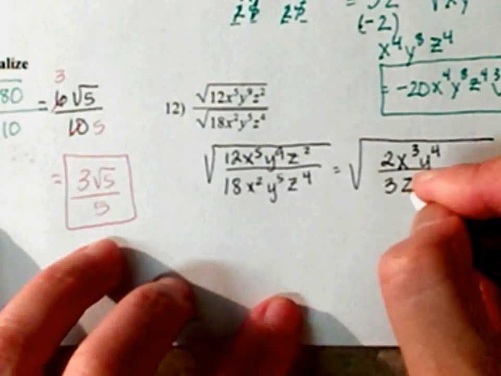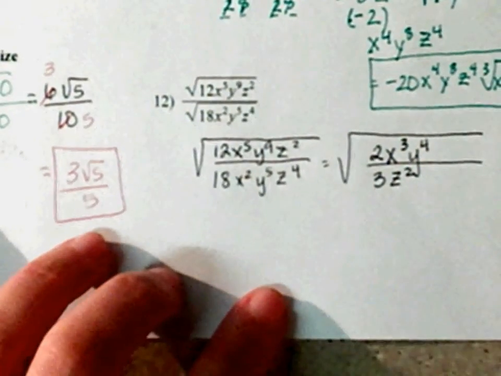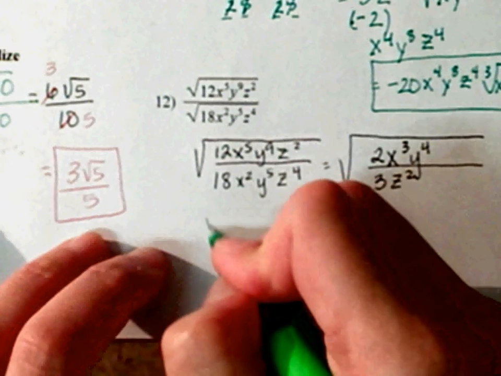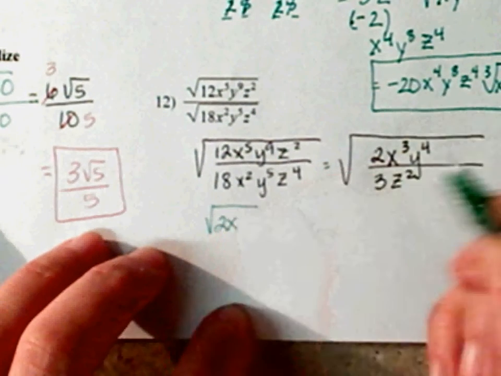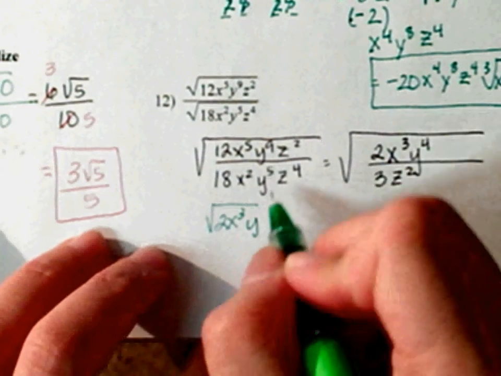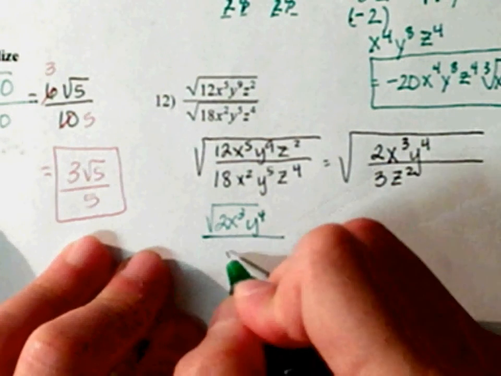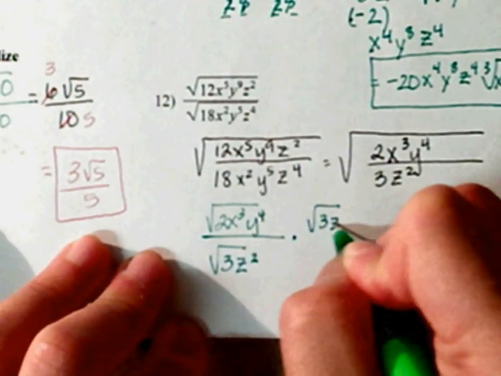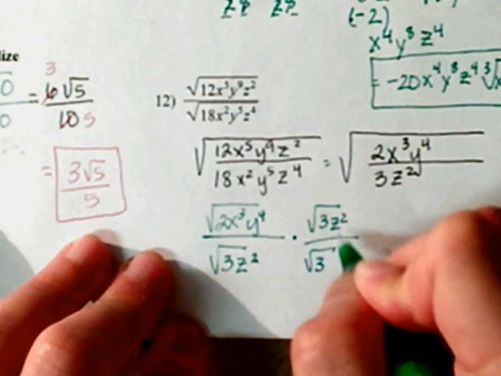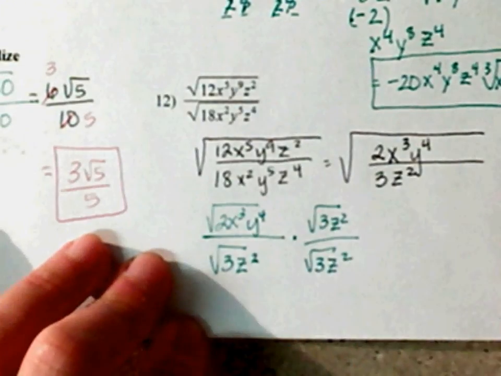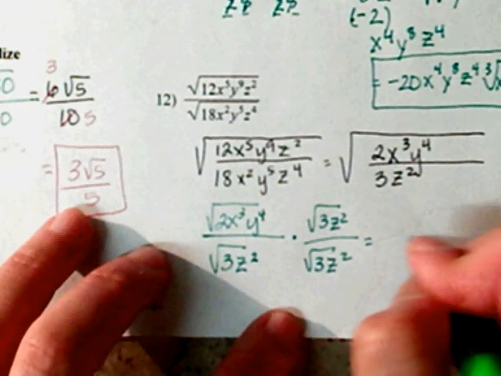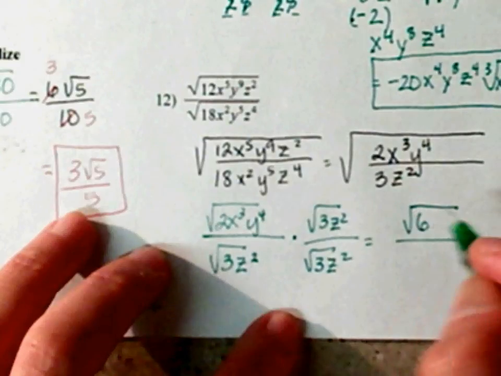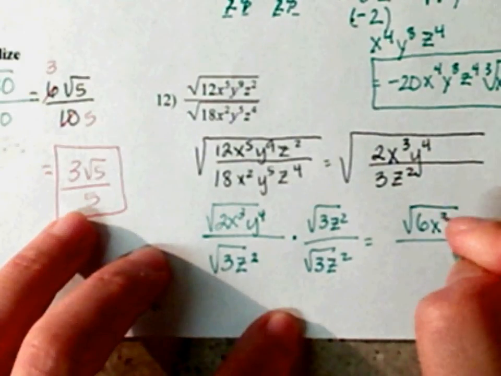Okay? Notice you have a radical in your denominator, so you have to rationalize it. So you'll have 2x cubed y to the 4th divided by square root of 3z squared. So multiply both the top and the bottom, the numerator and denominator, by 3z squared, so that way you can rationalize. Let's continue with the math. 2 times 3 is 6. X to the 3rd, y to the 4th, z squared. Okay?